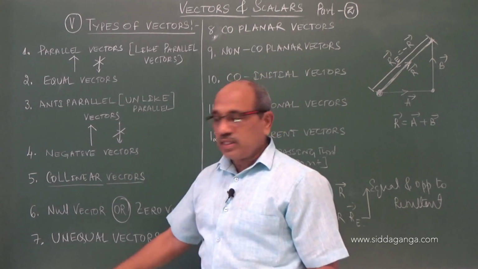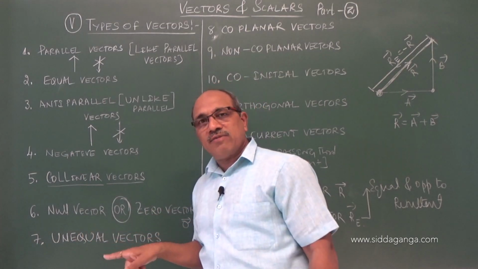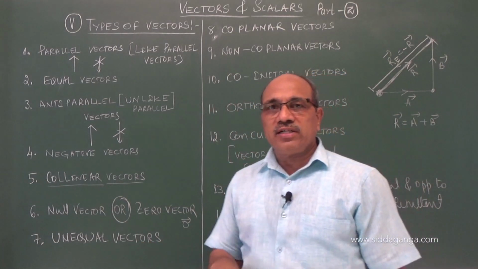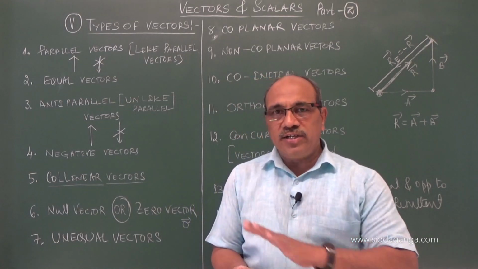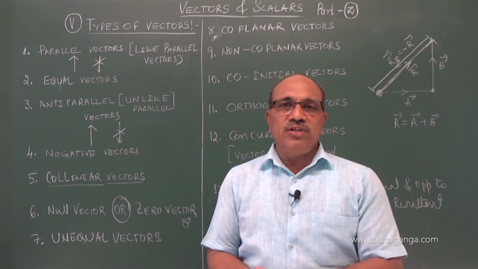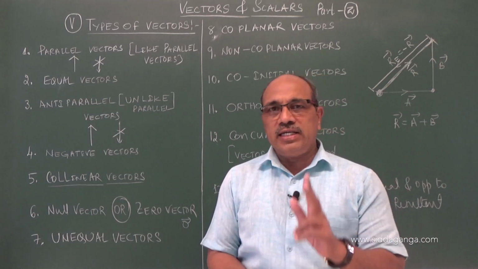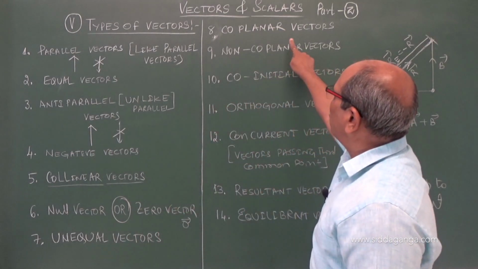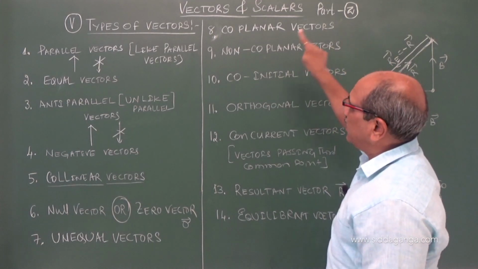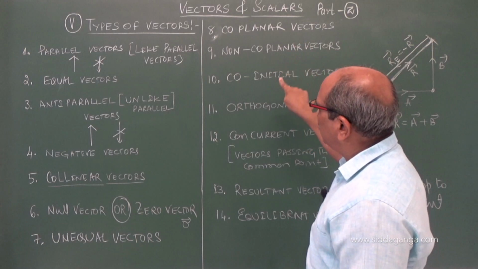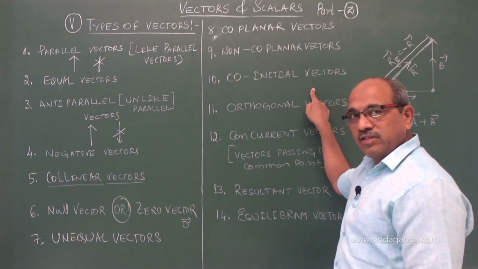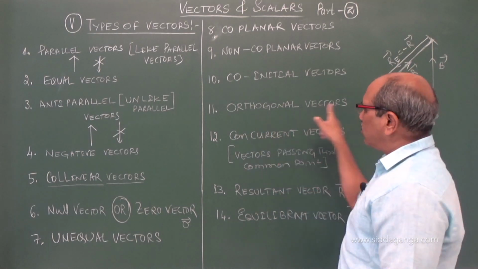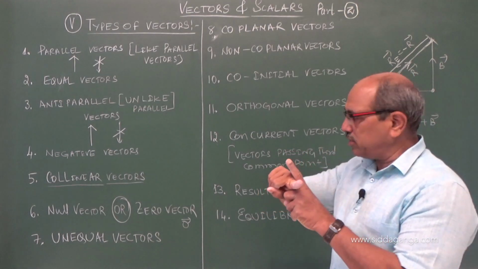The reason you know. Then coming to the null vector, a vector having zero magnitude and arbitrary direction. Unequal vectors, I told you, are vectors having either different magnitude, or different direction, or both different, when you are comparing the two vectors. Then we say unequal vectors. Coplanar vectors lie in a common plane; if they do not, we call them non-coplanar vectors. Co-initial vectors have a common initial point, and concurrent vectors pass through a common point. Orthogonal vectors act perpendicular to each other.